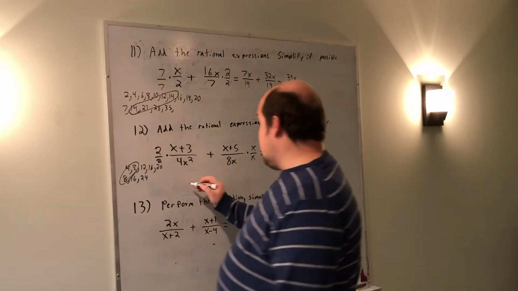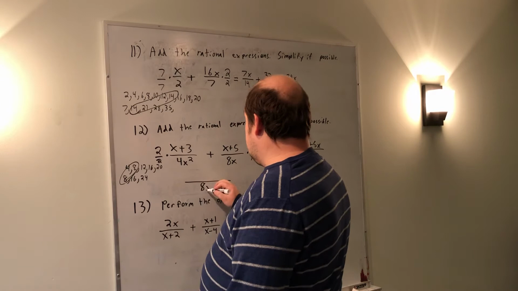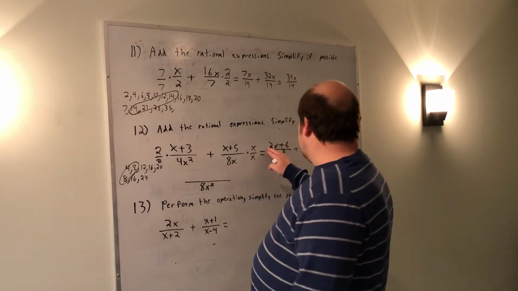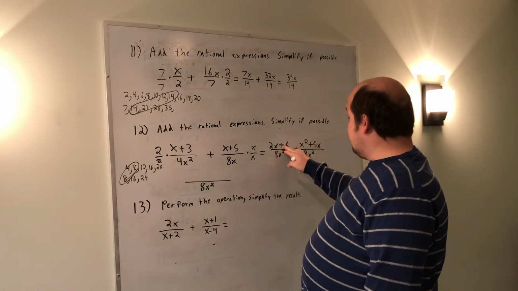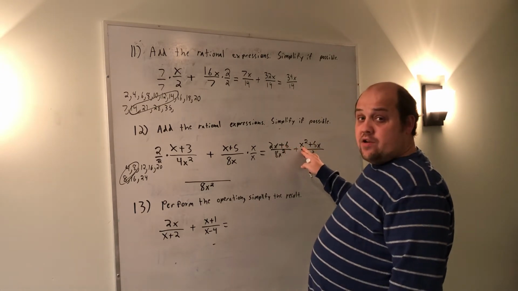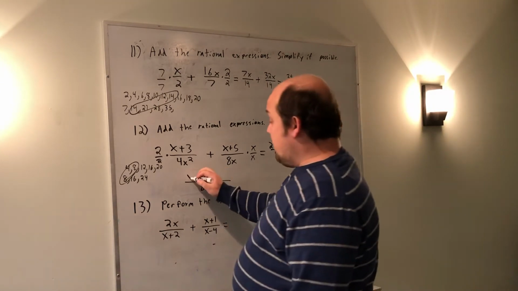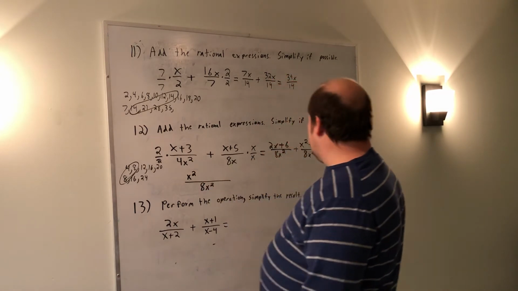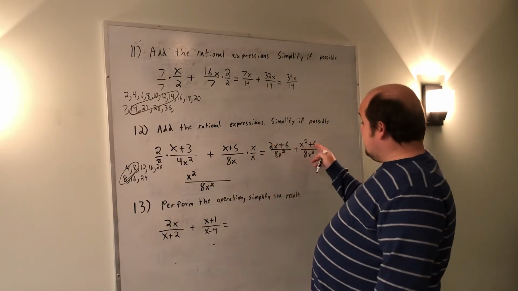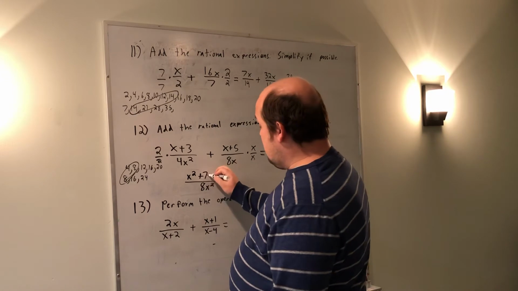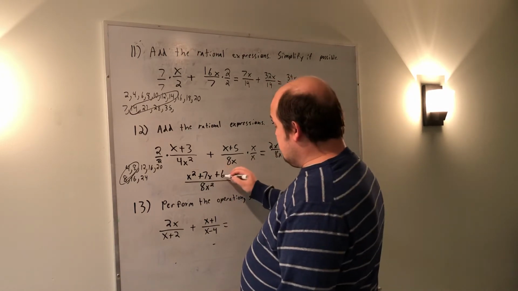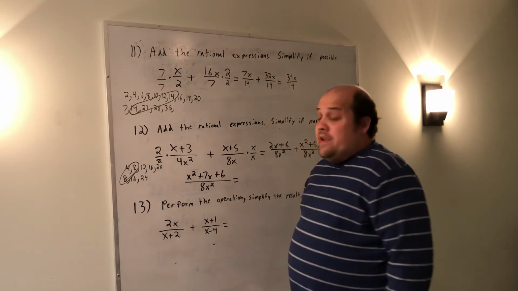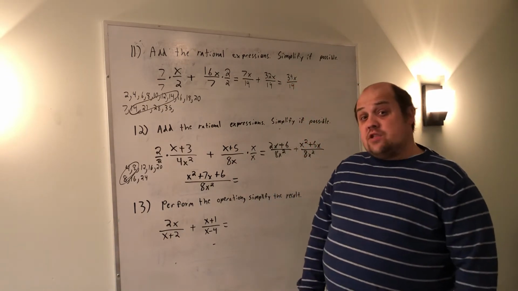If I combine the tops, the bottom is still 8x squared. The first top has a 2x, the second one has a 5x. The first top has a 6, the second one has an x squared. So x squared is going to be my leading term, the highest power of x. I can then combine the 2x and the 5x to get 7x. And finally, this 6 is by itself, so I get plus 6. You really can stop there, because it's as far as you can go.